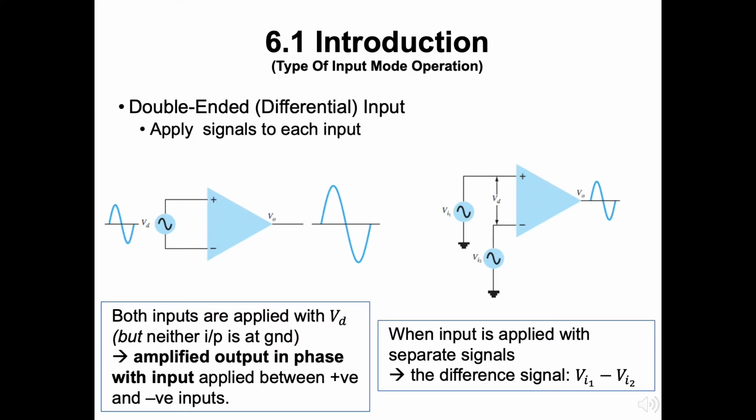The second type of input mode operation of the op-amp is the double-ended input. For this type, the input signal is applied to each input similarly. On the left, both inputs are applied with VD but neither input is at ground.